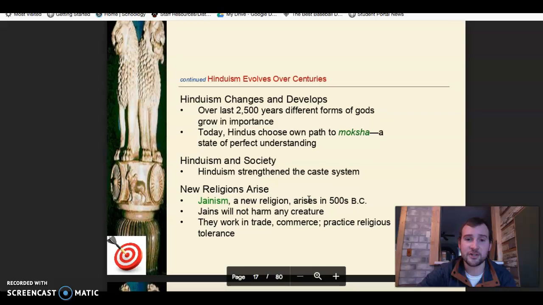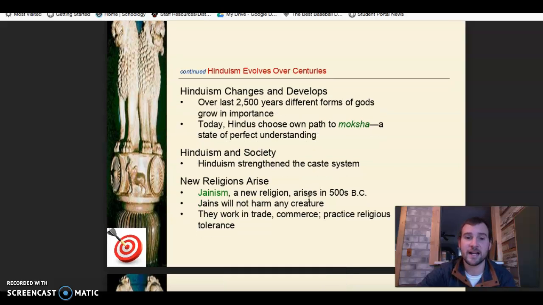Again, Hinduism changes and develops over the last 2,500 years. Different forms of gods grow in importance. Today, Hindus choose their own path to moksha. And moksha is a perfect state of understanding. It is the goal of all people who practice Hinduism. You want to reach moksha, because if you reach moksha, then you get to break away from the caste system. You're done with the caste system. You don't have to worry about it anymore. That's why, because the caste system can be seen as very burdensome and limiting if you're not in the highest caste. So having this option of breaking free from that is obviously super exciting for them.